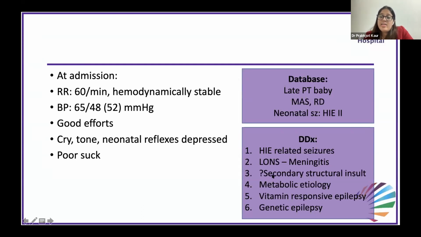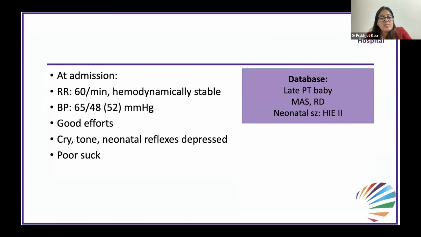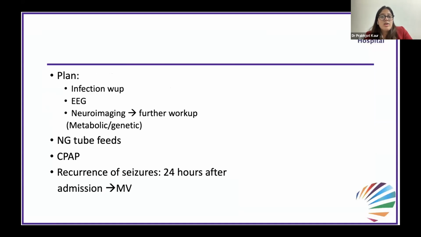Was it a secondary structural insult to the brain due to the initial HIE? Lower down, metabolic etiology, vitamin-responsive epilepsies, or genetic epilepsies were being considered at this point of time. So the plan was to do an infection workup, an EEG, neuroimaging, and plan further workup, metabolic versus genetic. Once we have neuroimaging, we are in the clear whether we are looking at HIE or not.